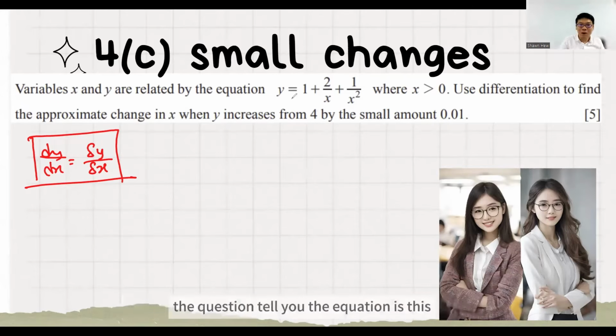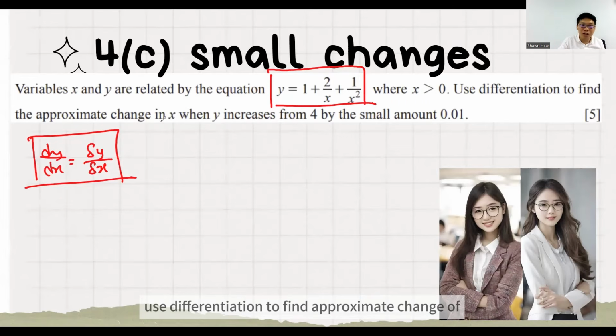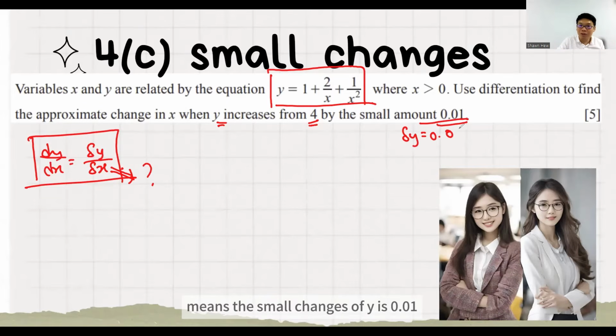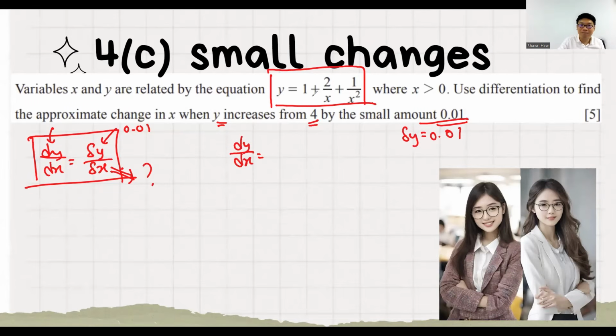Agree or not? The question tells you the equation is this. And then they say use differentiation to find the approximate change of x, which means they're asking what is this. They say y is changed from 4 by a small amount of 0.01, meaning the small change of y is 0.01. So we already know this information, and we want to find this, and we can find our dy/dx. Agree or not?